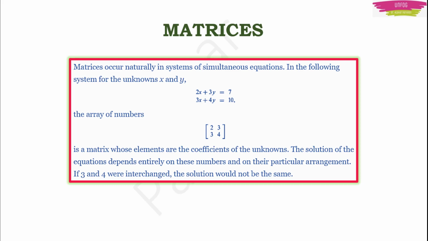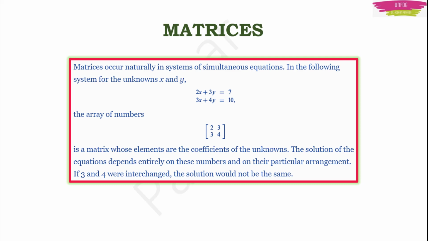Because matrices are nothing but simultaneous equations. We did simultaneous equations in our high school, right? But at that time we didn't know that those simultaneous equations can be used to make a matrix. We didn't know at that time. Indirectly we were doing matrices only. So matrices occur naturally in these simultaneous equations.